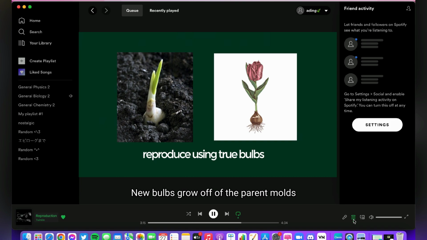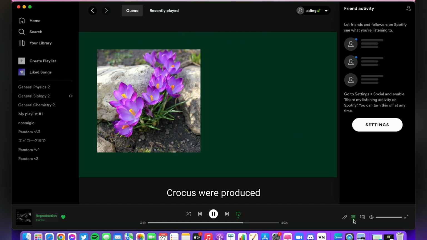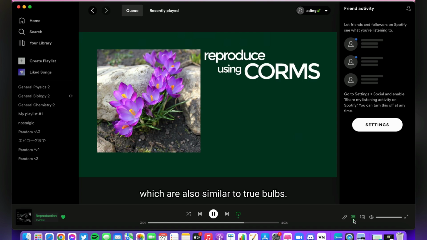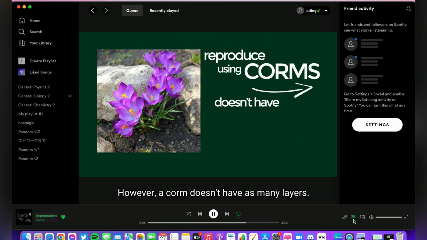New bulbs grow off of the parent bulb's basal plate. Plants were also produced using corms, which are similar to true bulbs. However, a corm doesn't have as many layers. Corms are used up during the growing season and get replaced by one or more new corms.